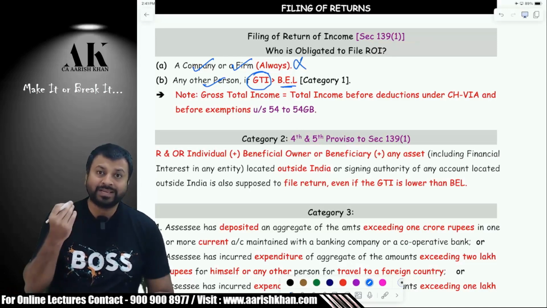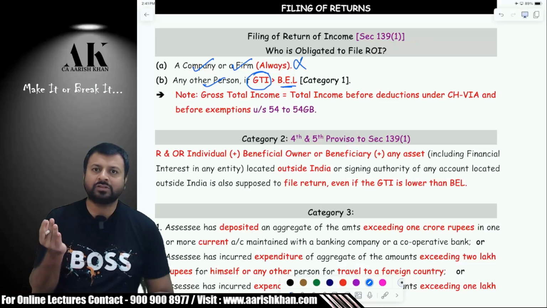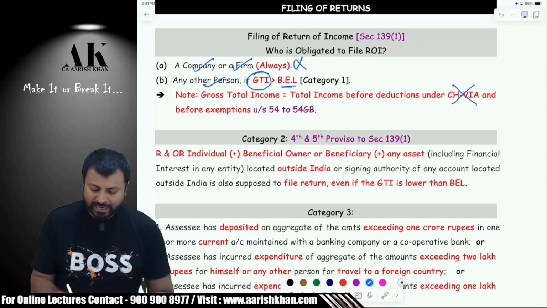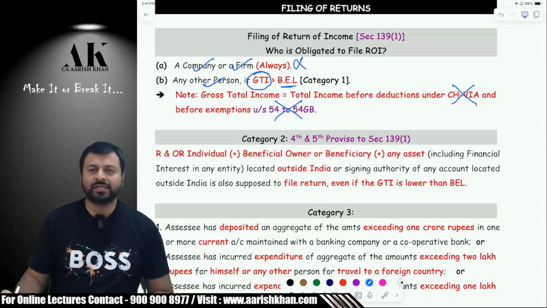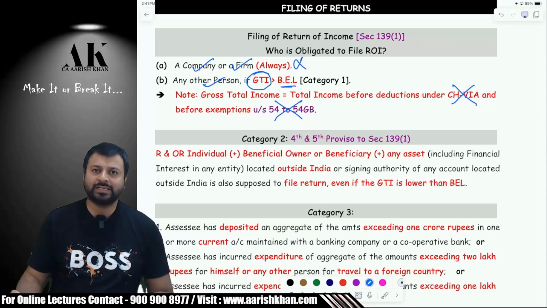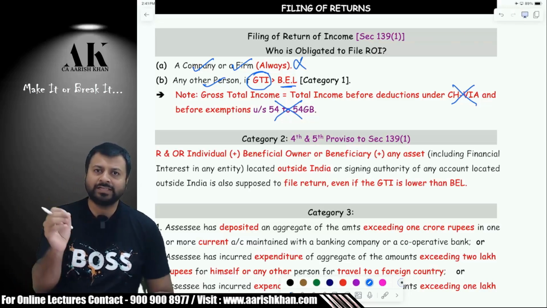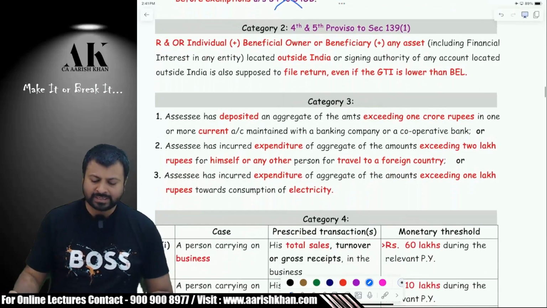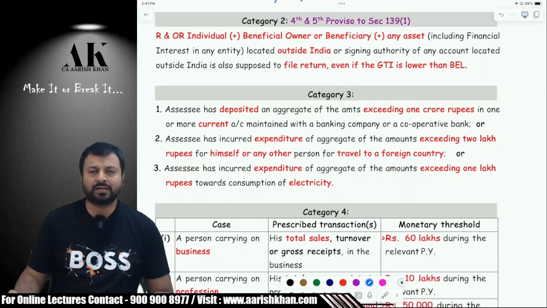Now, what do I mean by gross total income? Gross total income here has to be computed before taking two items. So the GTI has to be before two items. That is before chapter 6A and before the exemptions of capital gains which are covered in sections 54 and 54GB, whatever it is. Okay. So you have to see the income before these two items and then you have to check whether it exceeds the basic exemption limit or not. If it exceeds, then you have to file the return, or else you are not supposed to file the return. Okay. This is the first category of people who are supposed to file the return under the income tax law.